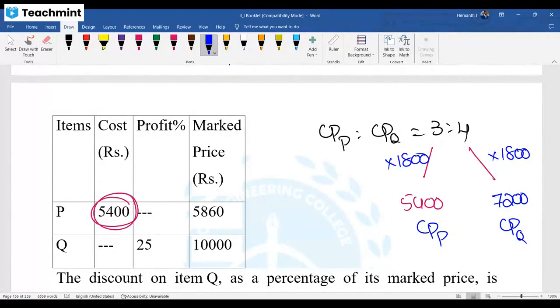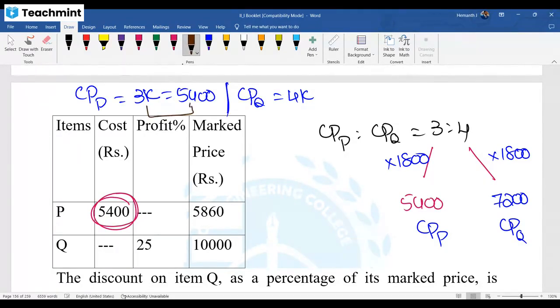Some people do like this. See, our approach in exam should be with a less number of steps, my dear. Don't do it with 12 steps. I can write this question like this: cost price of P equal to 3K because of 3:4, cost price of Q 4K. 3:4 means 3K, 4K we can write. In the question 3K is given as 5,400. Calculate K value. K value is 1800. Then 4 into 1800, 7,200. Like that we can do.